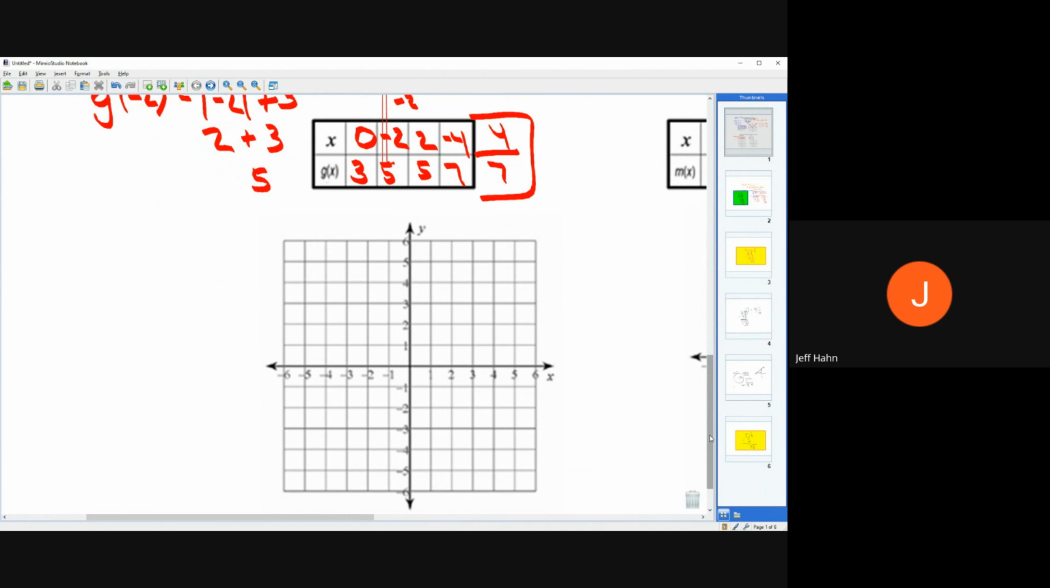Okay. So here's what it would look like. 0, 3, negative 2, 5, positive 2, 5, negative 4, 7, which I guess we have to go up here just a little higher, and positive 4, 7. We got the V. Now I'm going to do this kind of freehand simply because I want you to be able to see this. Which color should I use? Green.